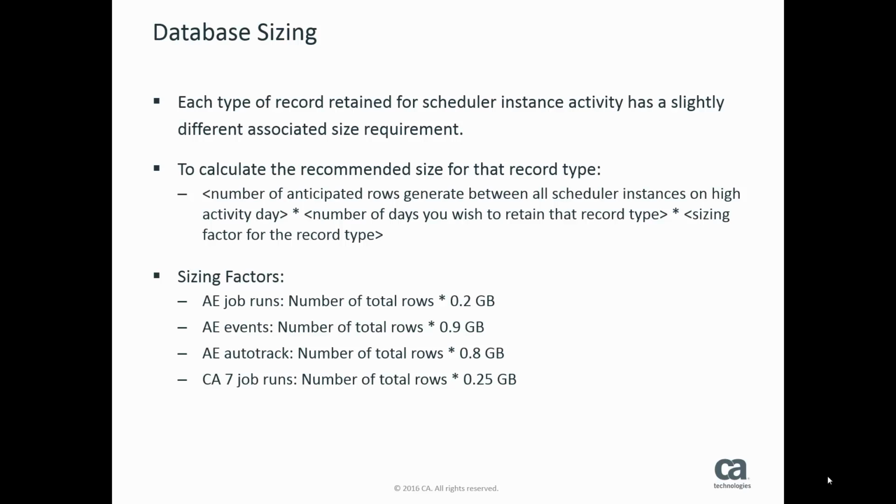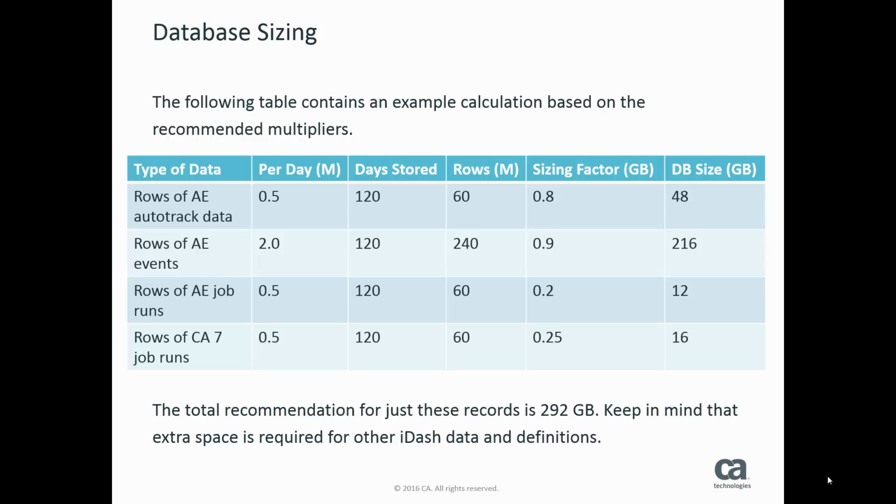Sizing factors: AE job runs, number of total rows times 0.2 gigabytes. AE events, number of total rows times 0.9 gigabytes. AE auto track, number of total rows times 0.8 gigabytes. And CA7 job runs, number of total rows times 0.25 gigabytes. The table shown here contains an example calculation based on the recommended sizing factors.